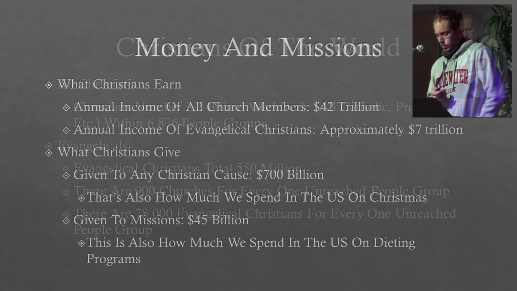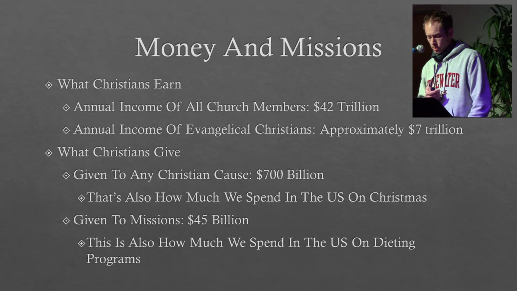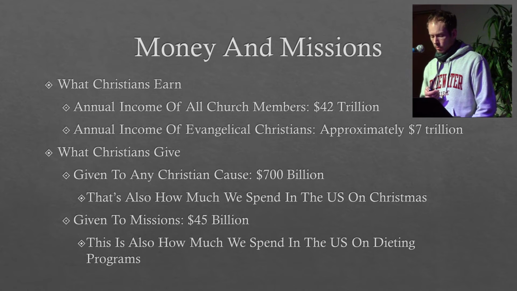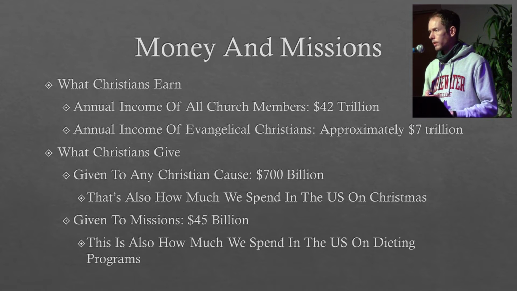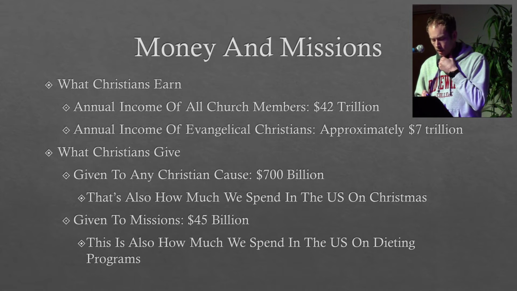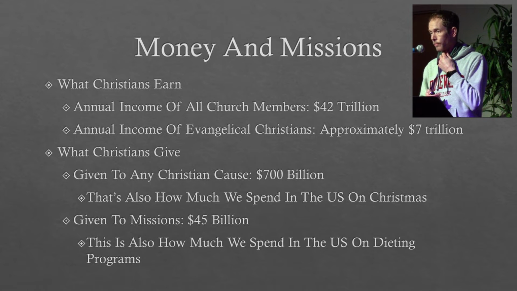So money and missions, this is another big thing. What do Christians earn? The annual income of all church members of all churches in the world is $42 trillion. Annual income of evangelical Christians is approximately $7 trillion. So what do we give? Given to any Christian cause is about $700 billion. That's also how much we spend on Christmas in the United States. And given to missions is $45 billion, which is also how much we spend on dieting programs in the United States.